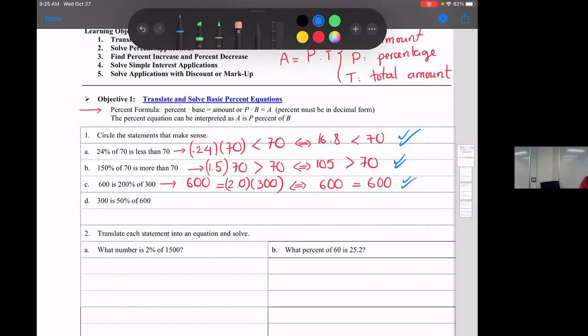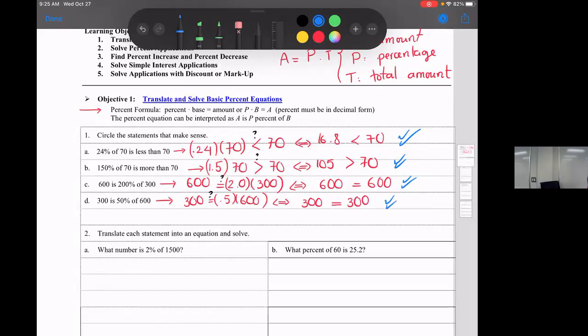And the last one, 300 is 50% of 600. Somebody tell me what the equation is here. 300 equals 0.5 times 600, which is 300. Good. That is true, right? Put the question mark there. So they are all true.